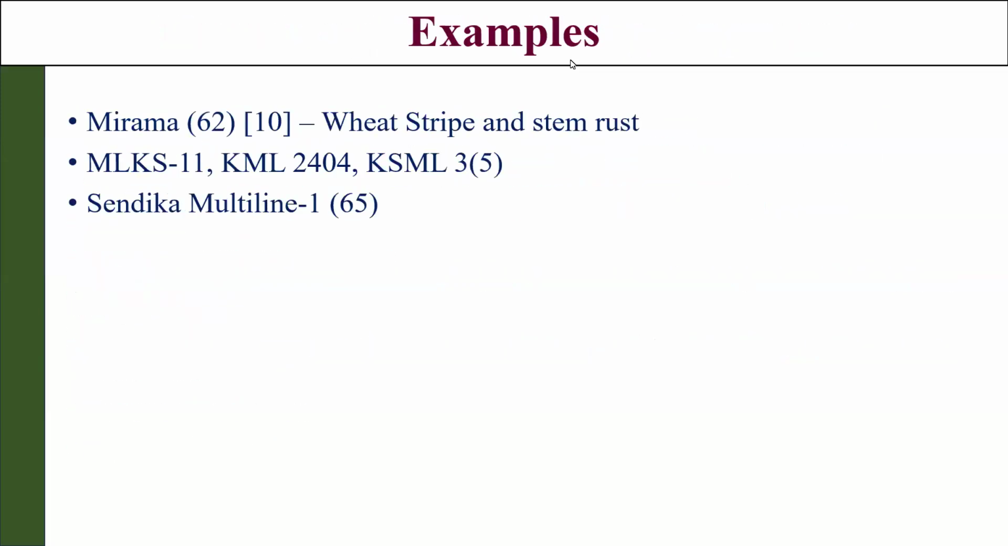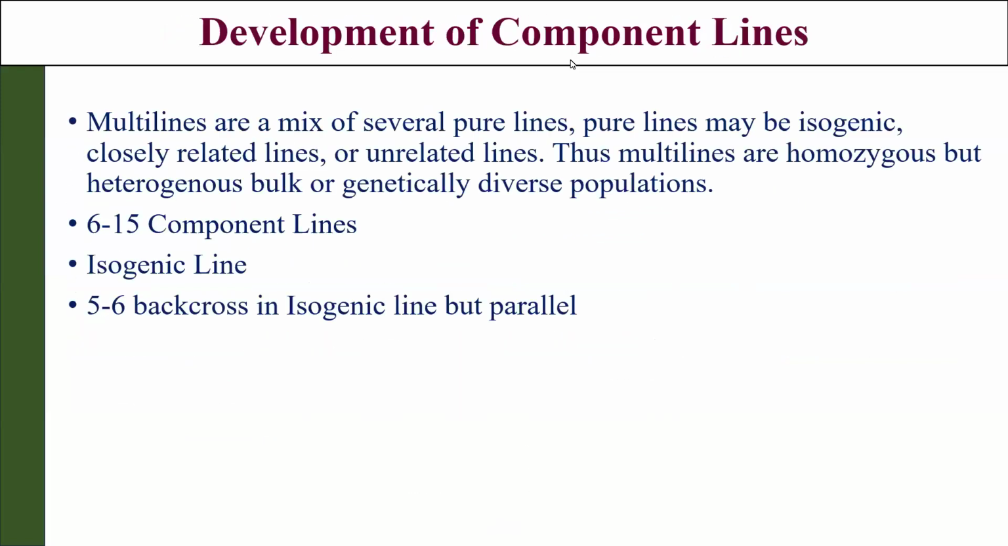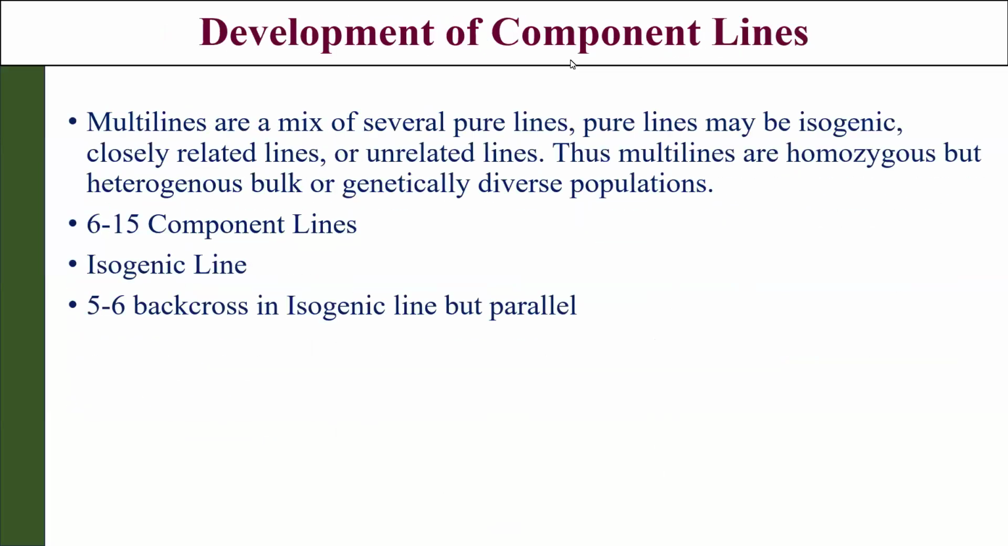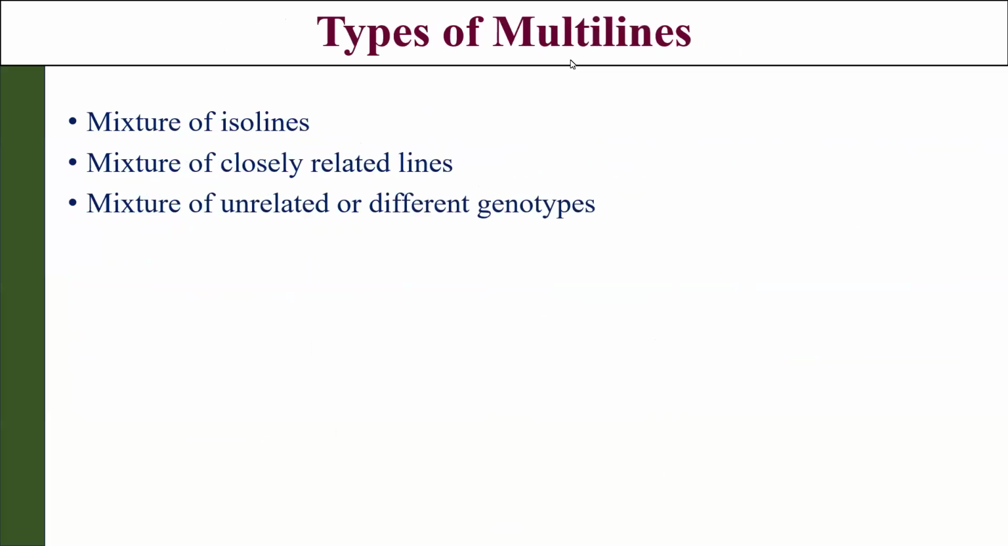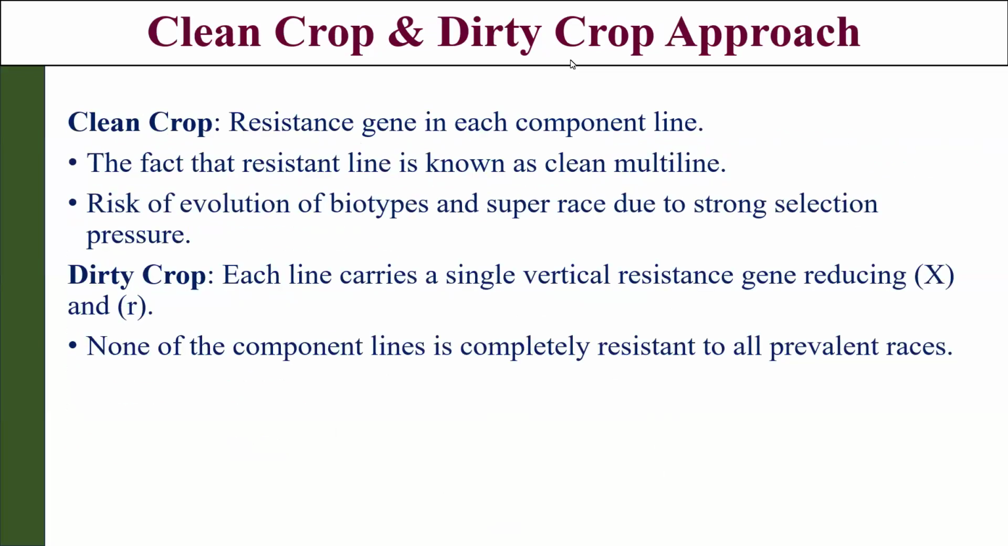So this is about multiline breeding. It's a very simple concept. You should remember what a multiline is, the different steps to develop a multiline, and the genetic basis of a multiline variety, which takes advantage of both vertical resistance and horizontal resistance. Then the limitations and different examples. This much is more than enough for the exam. You should also remember what the clean crop approach and the dirty crop approach are, and who gave them: Marshall has given them. This much is more than enough for this concept.